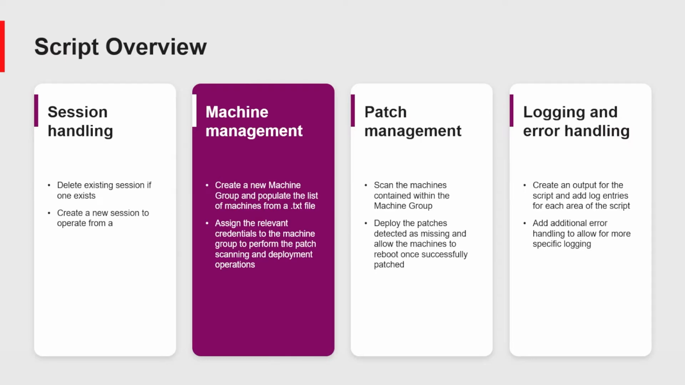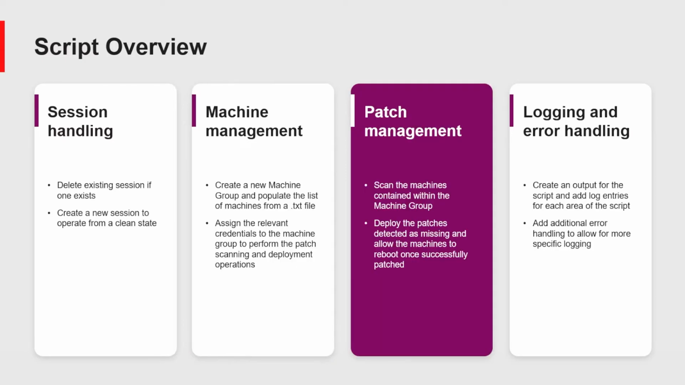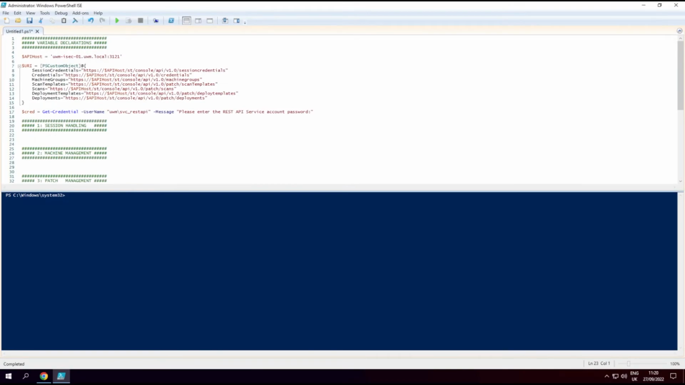In the machine management section, we'll create a new machine group and populate it from a text file containing a few example machines and assign the relevant credentials to it for performing the scan and deployment operations later on in the script. Under the patch management section, we'll then scan the machines from the created machine group and deploy the patches that are detected as missing from each of them. So let's get going with the session management part to start us off.